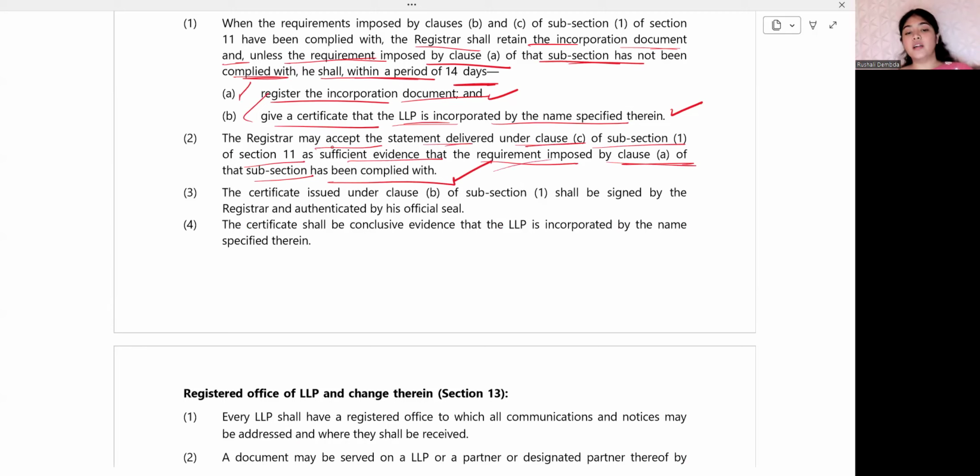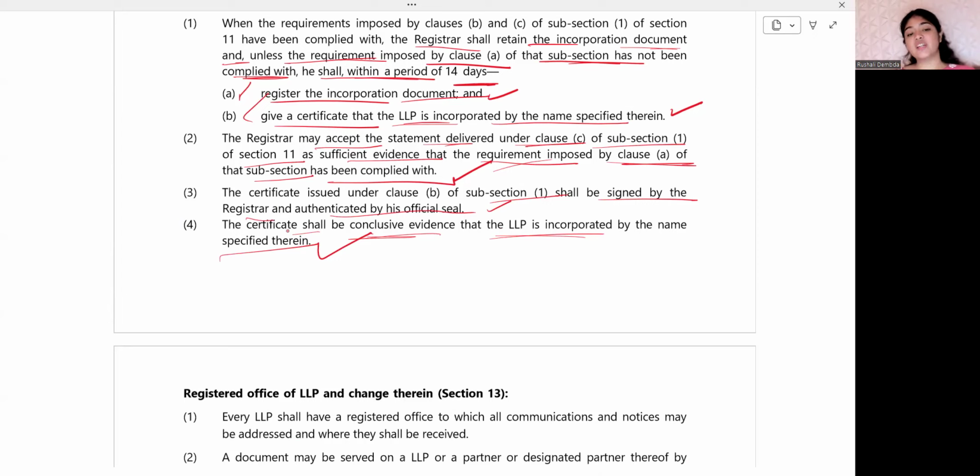Certificate issued under clause B of subsection 1 shall be signed by a registrar and authenticated by his official seal. So your registrar has to sign the incorporation certificate, and an official seal will also be given. Certificate shall be conclusive evidence that the LLP is incorporated by the name specified therein. The certificate says that yes, this is an LLP and it has been incorporated with this name.